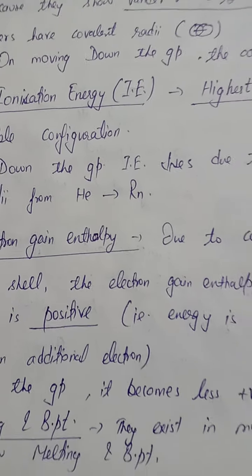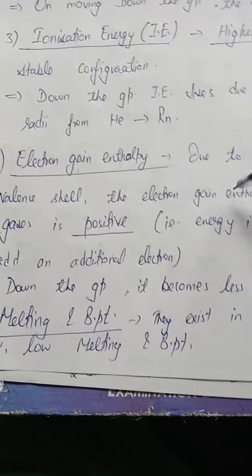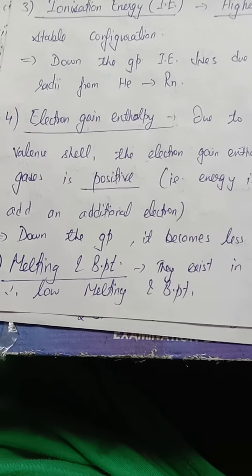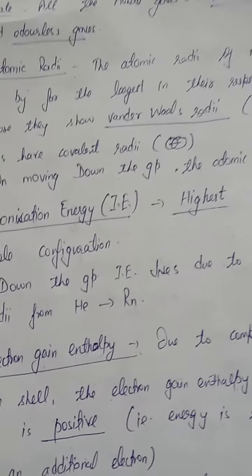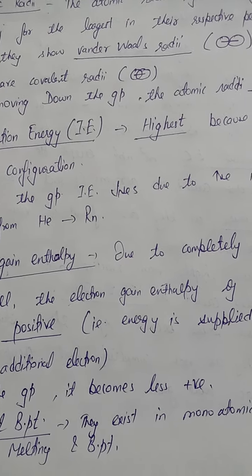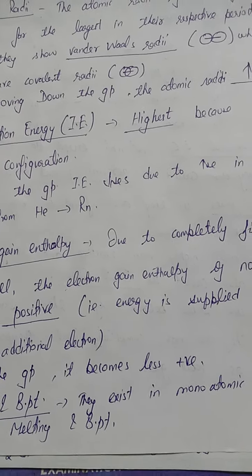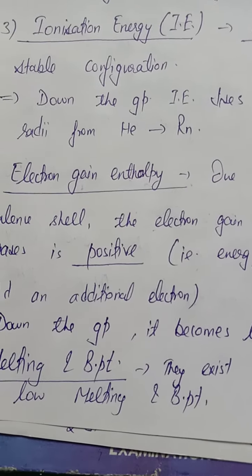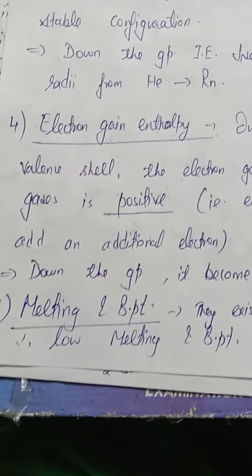That's why they have positive electron gain enthalpy, and down the group it becomes less positive, because the tendency to accept an additional electron decreases, and that's why electron gain enthalpy also decreases, meaning it becomes less positive.